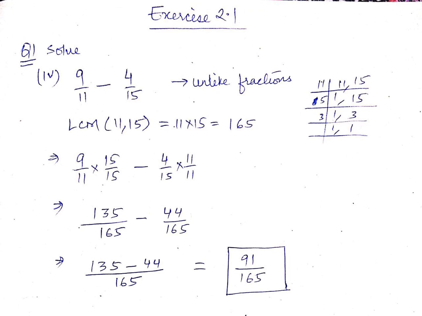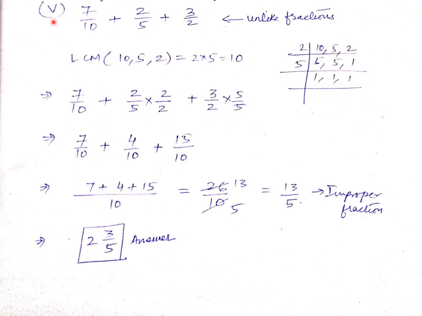Okay. Now the fifth part. I think many of you must have a doubt in this one because here we have three terms. The examples I gave you in the last lectures were of two terms, but nothing to worry about. It is similar. The same thing will be done here also. To add them, you have to see the denominator. The denominators here are 10, 5 and 2, which are different. So these three are unlike fractions.